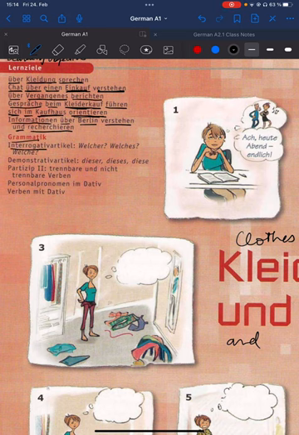Grammar topics: we have the interrogative article, welcher, welches, welche. So these are the which forms of Deutsch. Demonstrative article, dieser, dieses, diese. So these are this, these or those of Deutsch. Partizip zwei, trennbare und nicht trennbare Verben. In Partizip zwei we will discuss the participle of separable and non-separable verbs. Personal pronomen mit Dativ, personal pronouns with dative, Verben mit Dativ, verbs with dative.